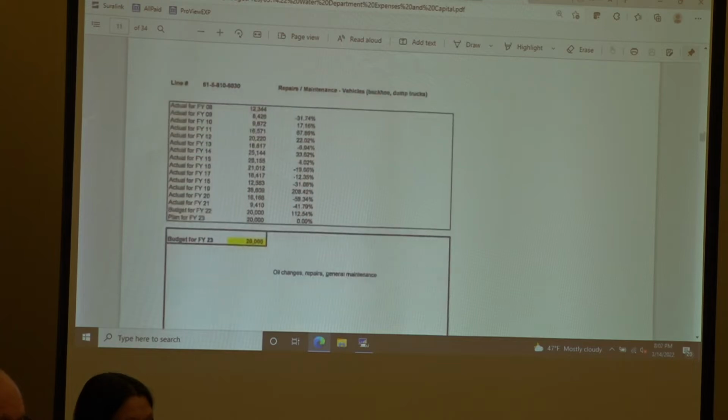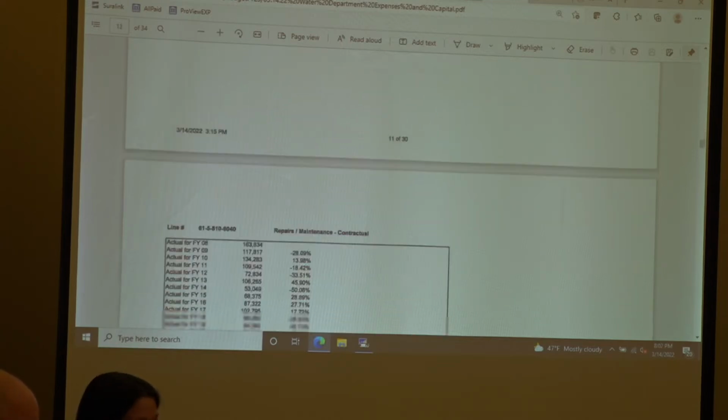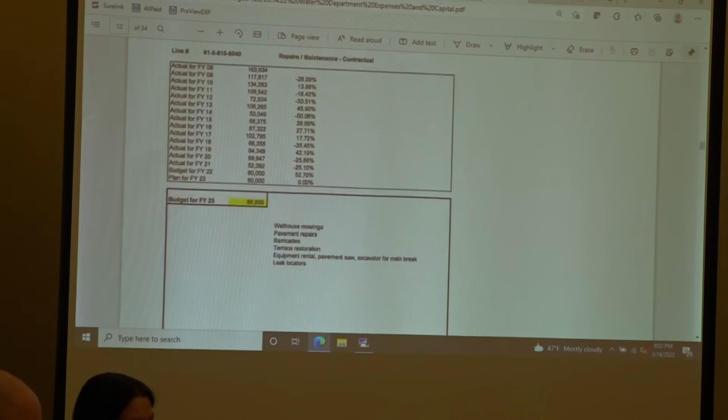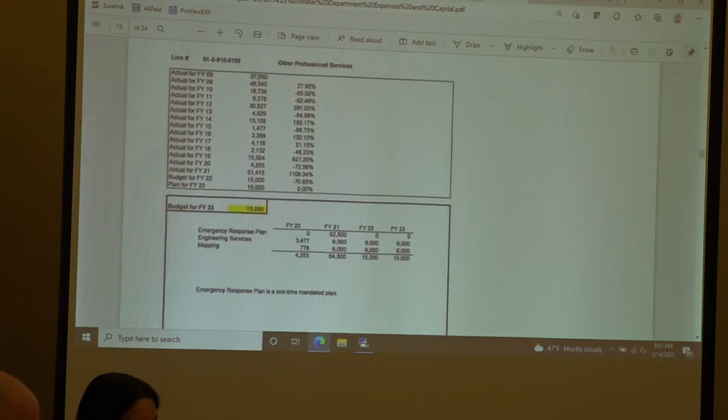Repairs, maintenance of vehicles, 20,000, the same as previous. Repairs, maintenance contractual, page 12 of 30, same as last year. Other professional services, $15,000, again, same as last year.